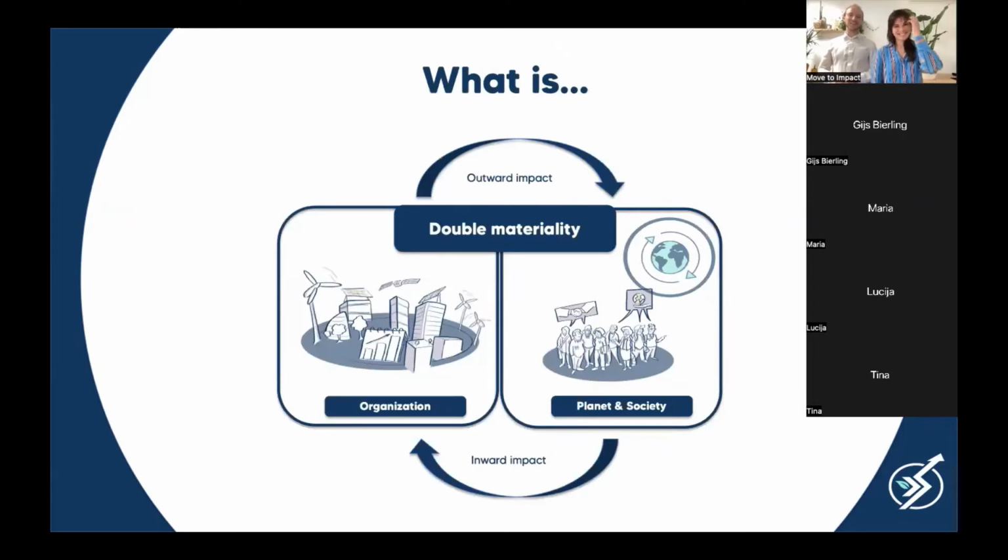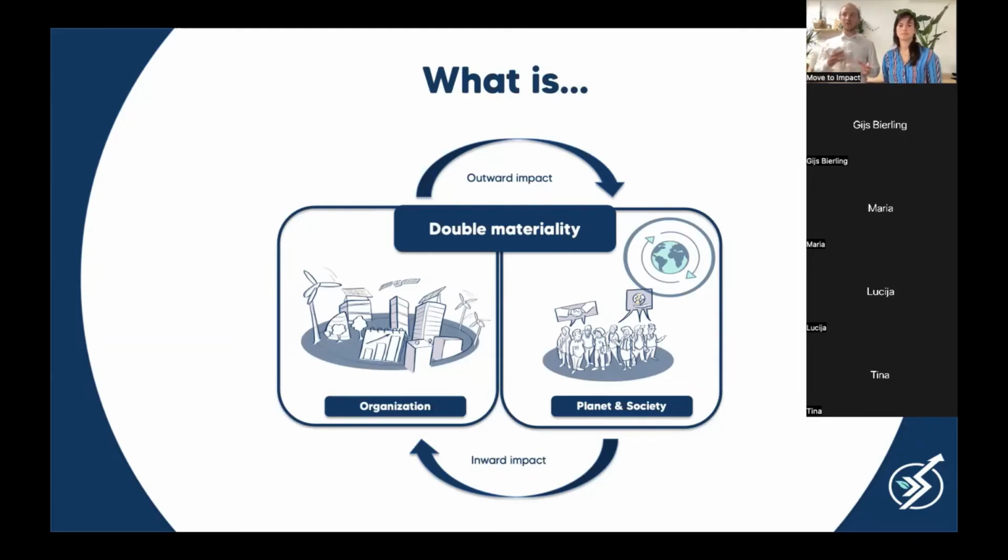I can, yes, because we do get a lot of questions about these topics, especially about double materiality and what's the difference between double and single materiality, or what even is materiality. Materiality basically is the impact your company has or your company can have on its environment. And in this case, we mean planet and society. So that is the impact of your company. But double materiality works two ways, because planet and society can also have an impact on your organization.